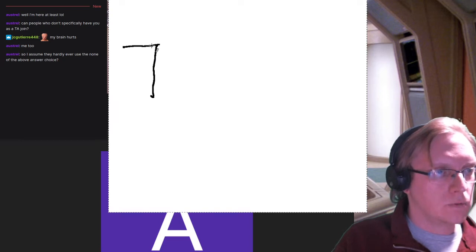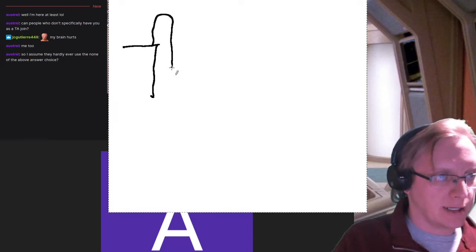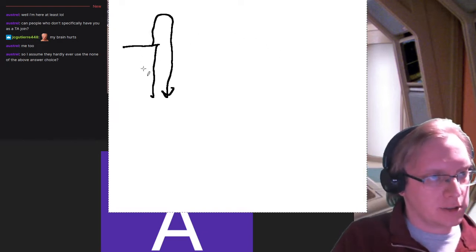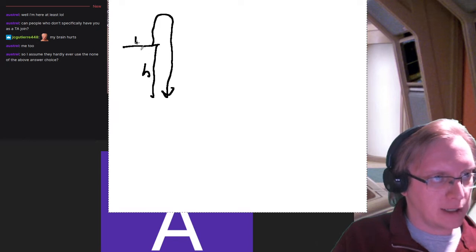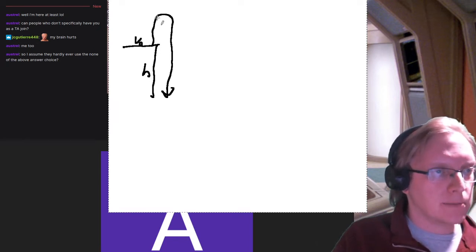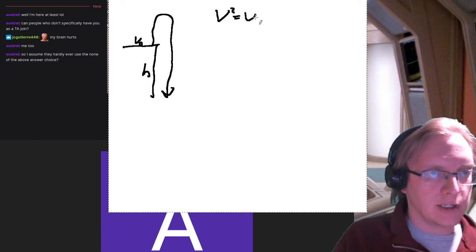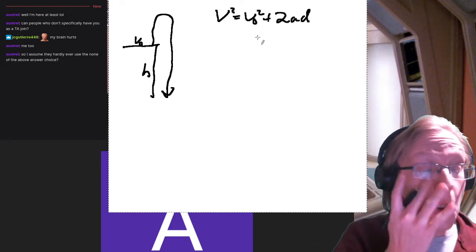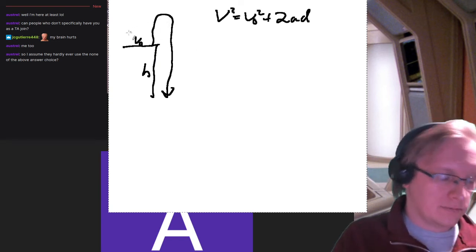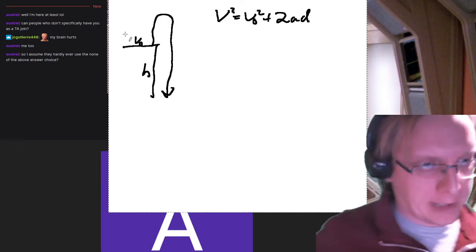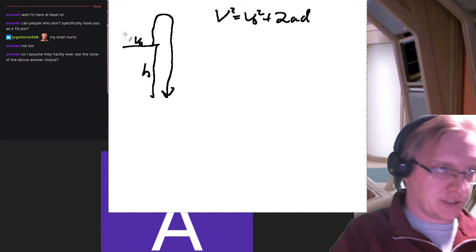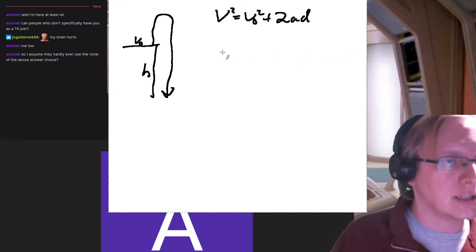So we can go straight up and then come straight back down like so. Yes, we could if you want to. So we have an H here and then we have a V naught here. So it goes straight up and then comes straight back down. V squared is equal to V naught squared plus 2AD. So do I need to know how high it went? No, I don't. Why do I not need to know? The simple answer is energy conservation. The long answer is a little longer.